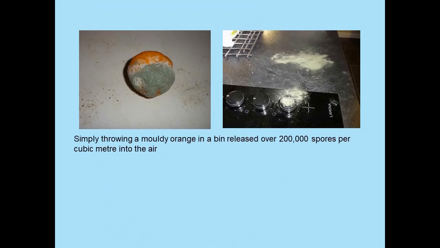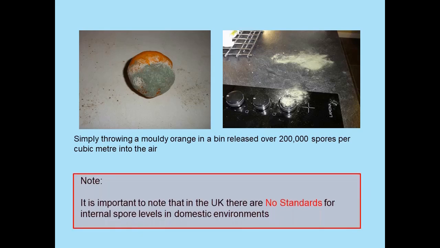And simply by throwing a mouldy orange in a bin, there's a paper on this, it was quite interesting, that released over 200,000 spores per cubic metre into the air. And it's very important to appreciate that in the UK there are no standards for internal spore levels in domestic environments. I'll repeat that. It's important to note that in the UK there are no standards for internal spore levels in domestic environments.